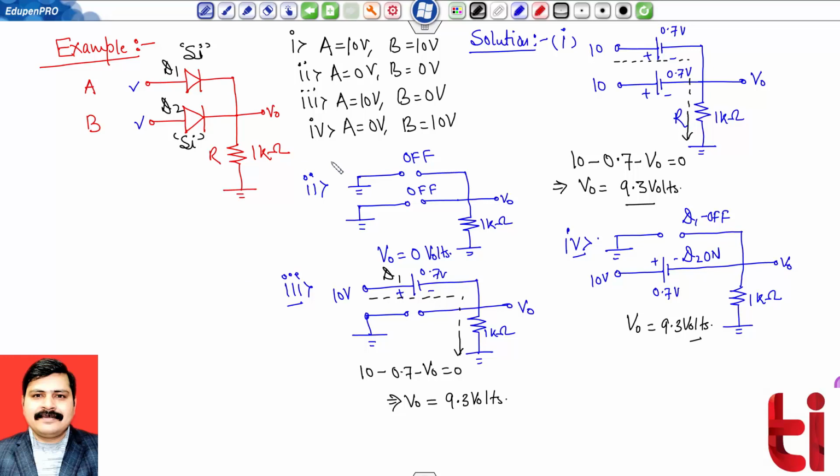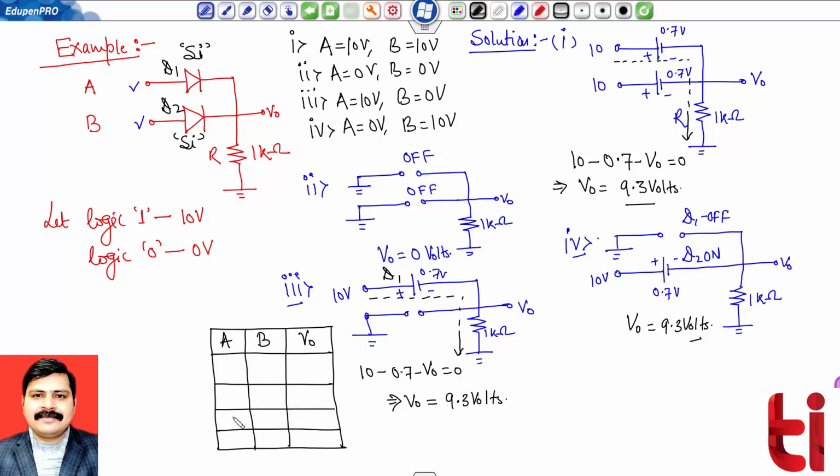Now this is a very interesting outcome. Now you can check, let's say logic 1 is defined with a voltage of 10 volt, and logic 0 is defined for 0 volt. Now you can check for all these cases, I have output V naught, and A and B are the inputs, and this is my output.